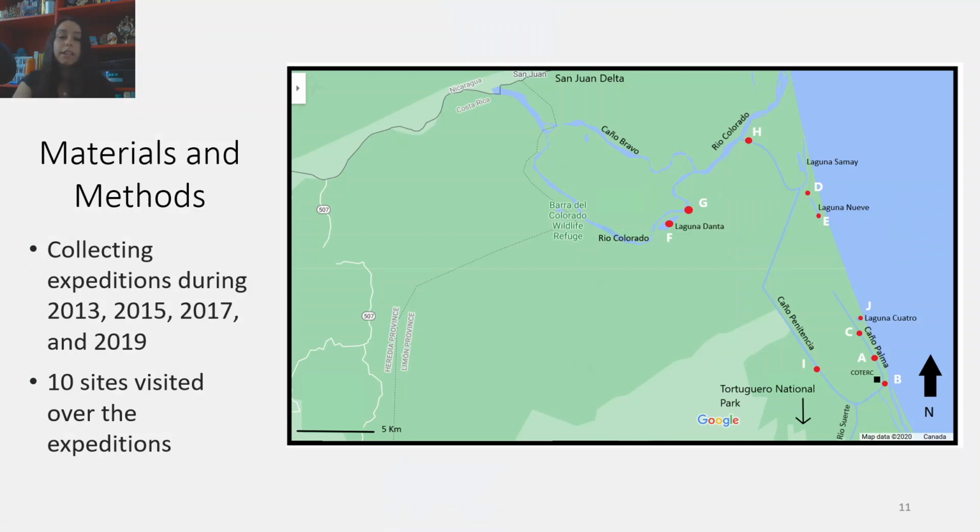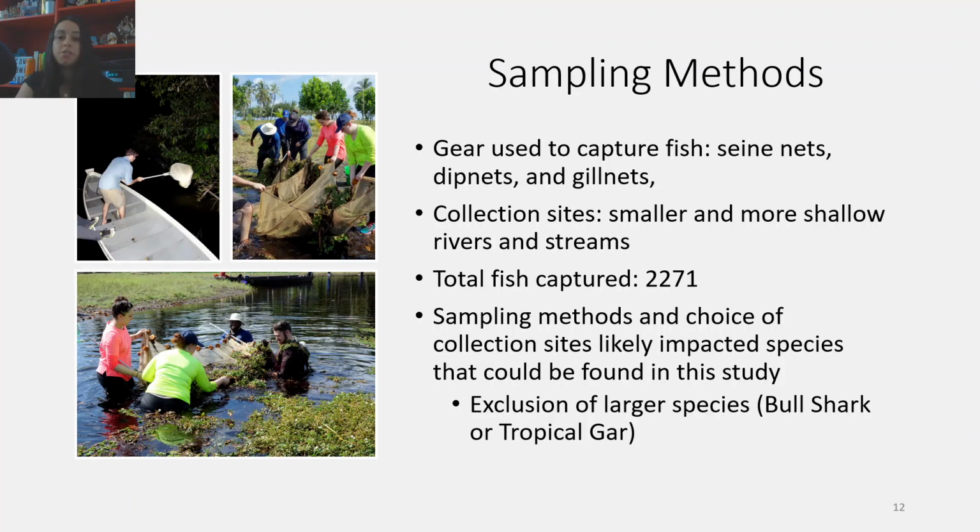We conducted collecting expeditions during 2013, 2015, 2017, and 2019, and 10 sites were visited over these expeditions. During these expeditions, we used seine nets, dip nets, and gill nets to capture fish. Our collection sites were typically smaller and more shallow rivers and streams. These 4 collection efforts resulted in a total of 2,271 individual fish specimens captured.